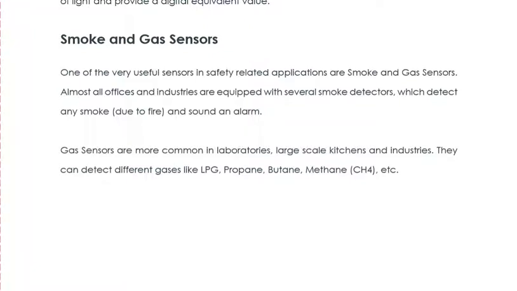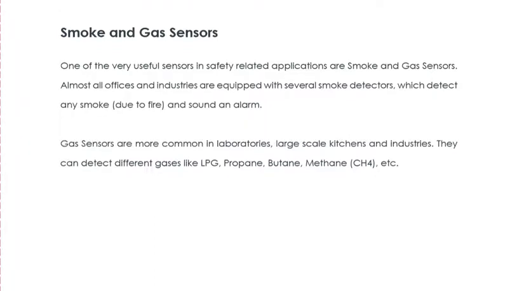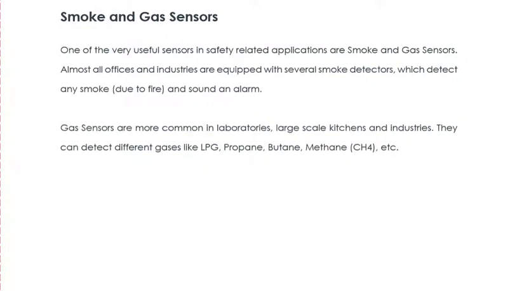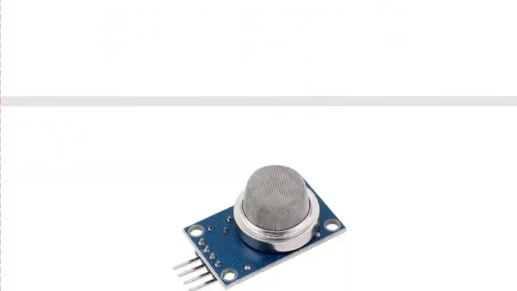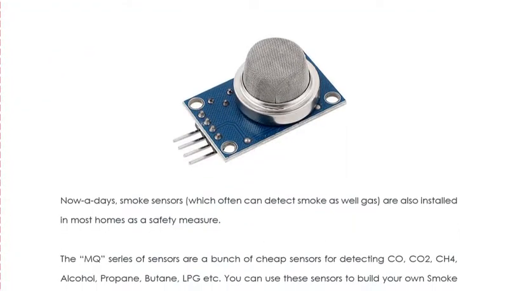Almost all offices and industries are equipped with several smoke detectors which detect any smoke and sound an alarm. Gas sensors are more common in laboratories, large-scale kitchens, and industries. They can detect different gases like LPG, propane, butane, methane, and others. So ang itsura niya, amo ni ang itsura sa imong gas sensor.